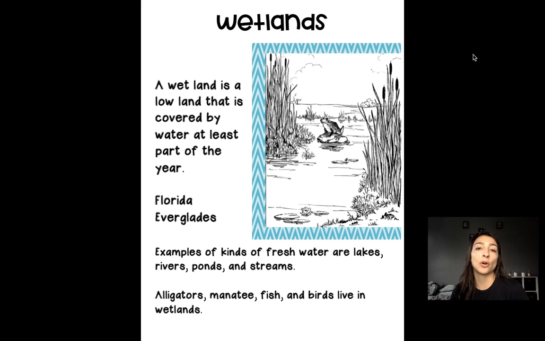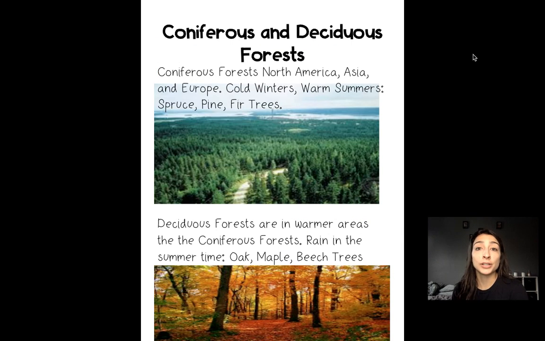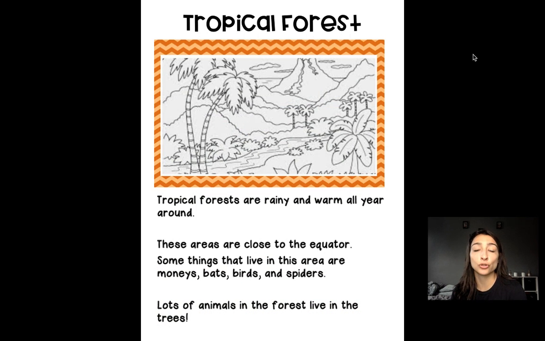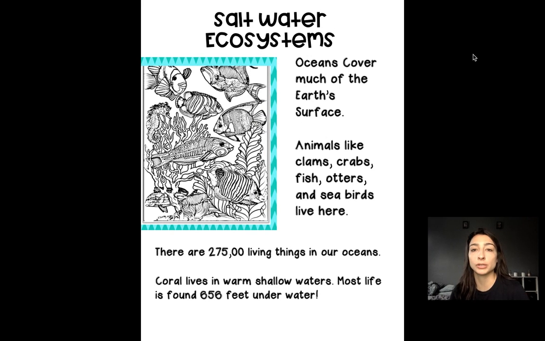Then we went on and learned about our ecosystems that have a lot of trees, our forests. We have the coniferous forest and the deciduous forest, along with our tropical forest. And the last ecosystems that we're going to be learning about today are the ones with water. All right, so there are two different types of ecosystems that have water. We have our wetlands, and then we will have our saltwater ecosystems.